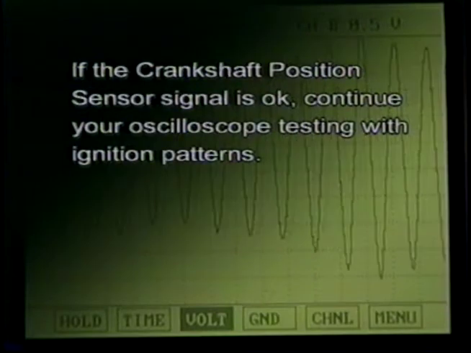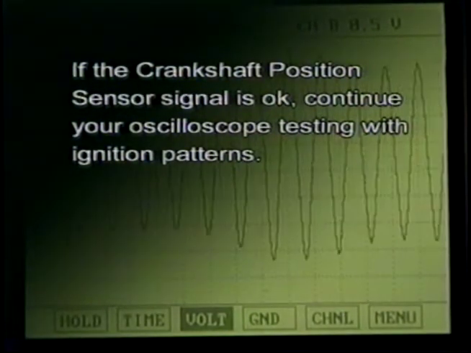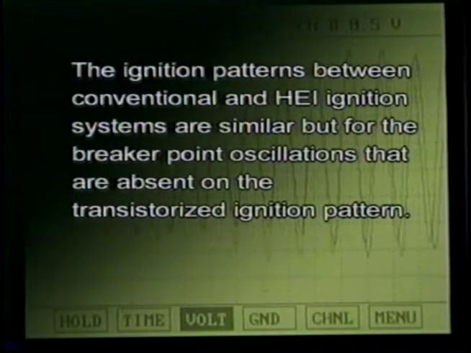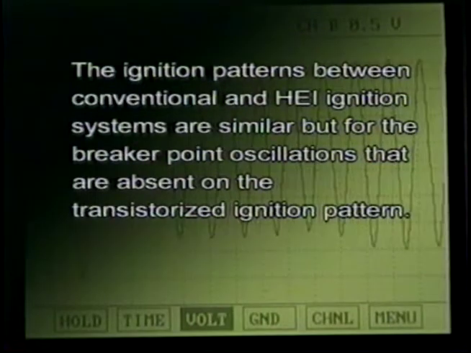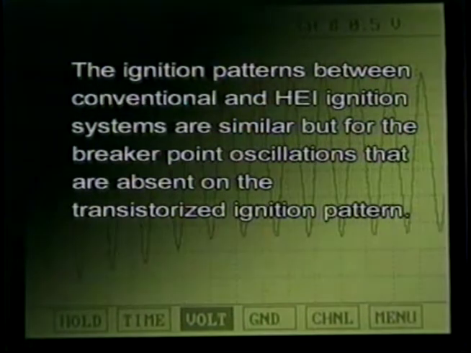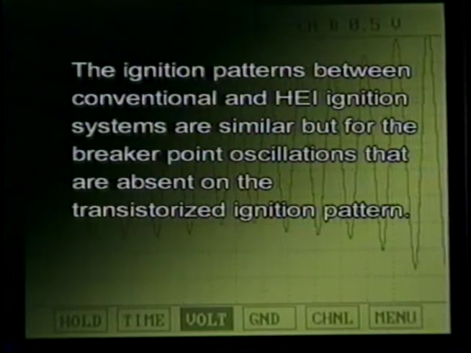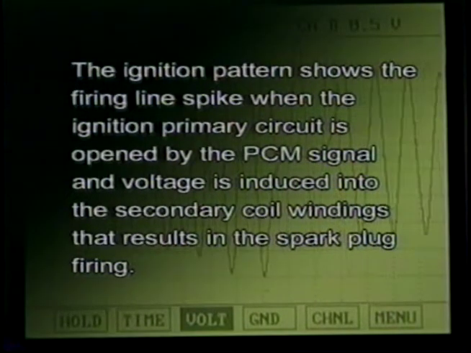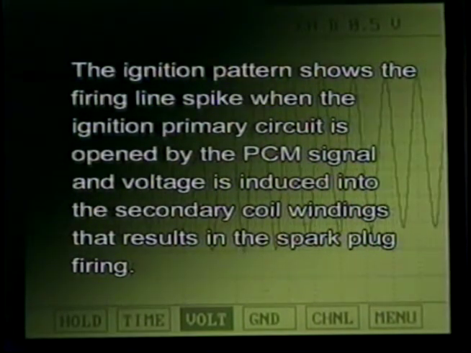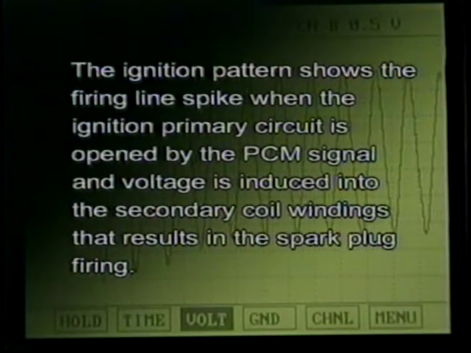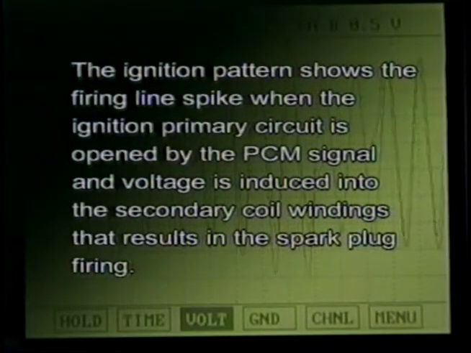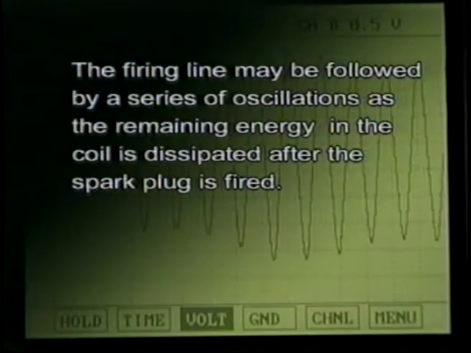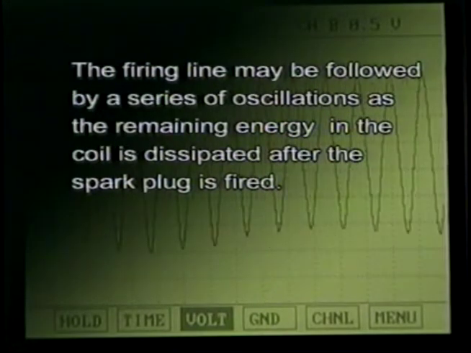If the crankshaft position sensor signal is okay, continue your oscilloscope testing with ignition patterns. The ignition patterns between conventional and HEI ignition systems are similar, but for the breaker point oscillations that are absent on the transistorized ignition pattern. The ignition pattern shows the firing line spike when the ignition primary circuit is opened by the PCM signal and voltage is induced into the secondary coil windings that results in the spark plug firing. The firing line may be followed by a series of oscillations as the remaining energy in the coil is dissipated after the spark plug is fired.